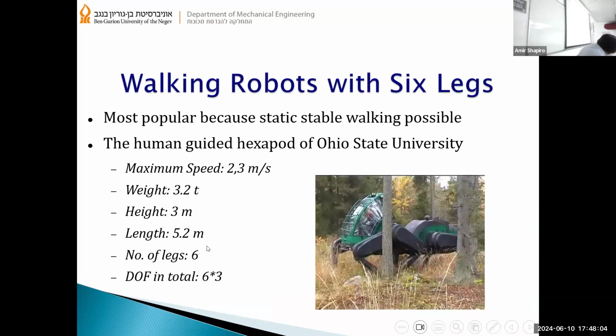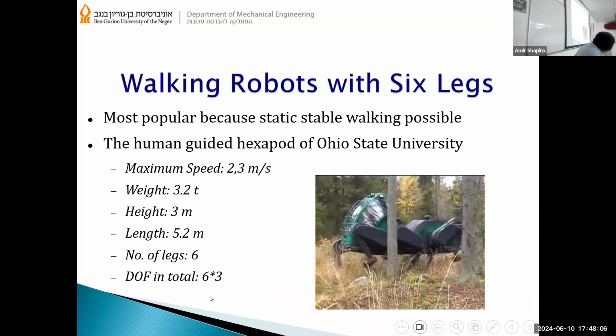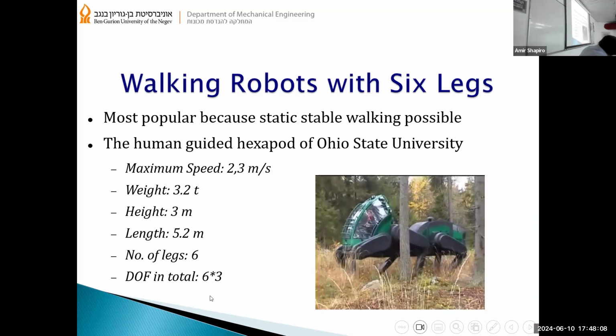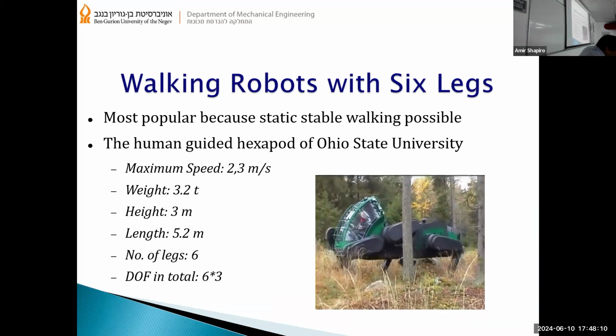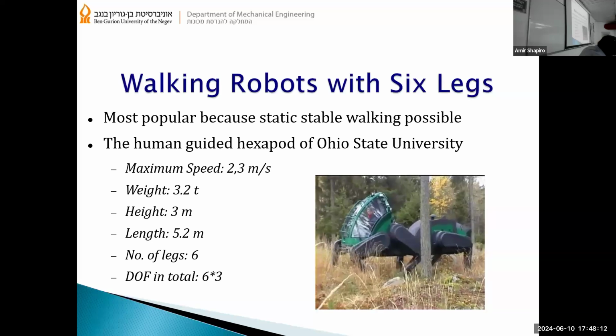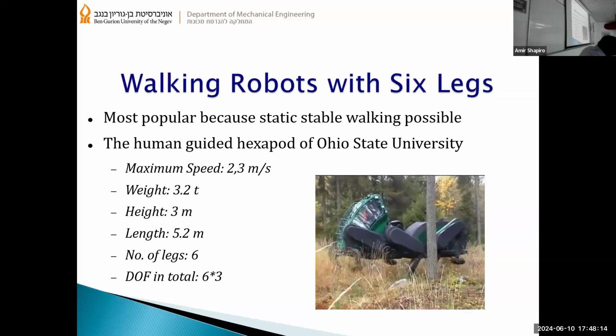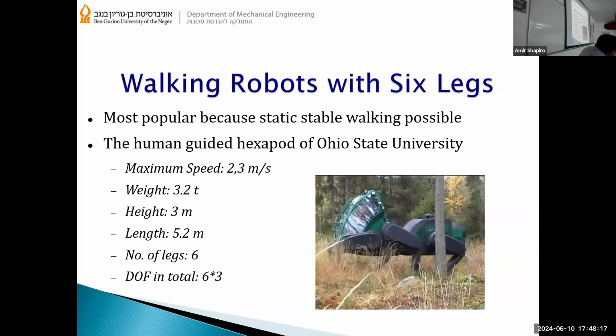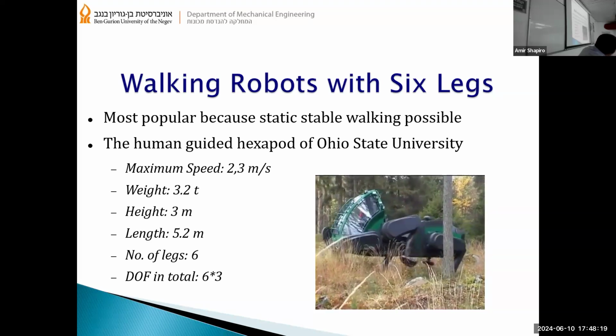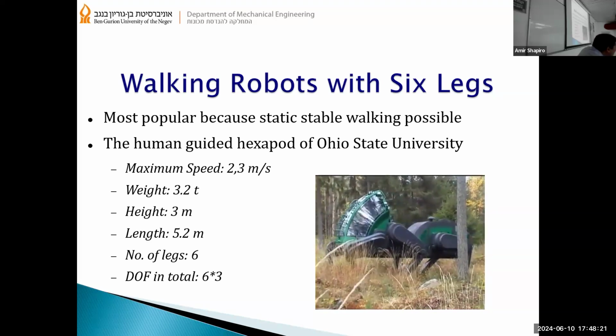Here is a bigger robot, this is the one that was built by DG, and here it is being used in the field.